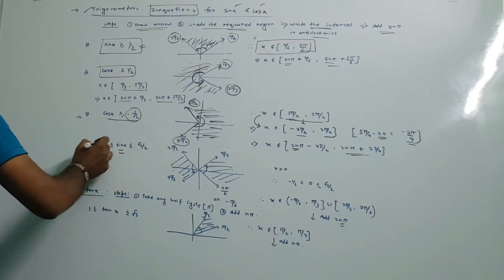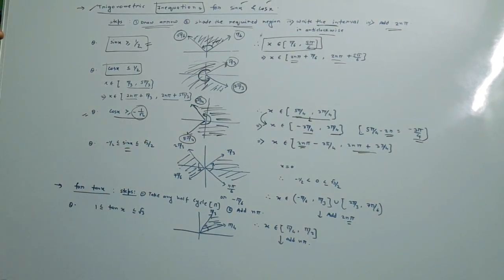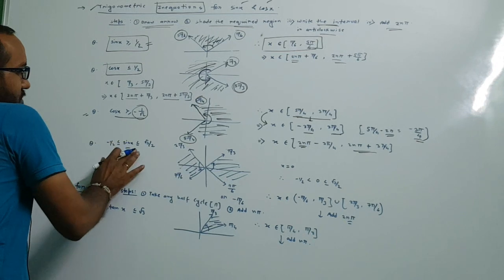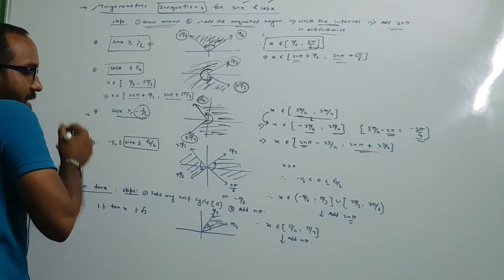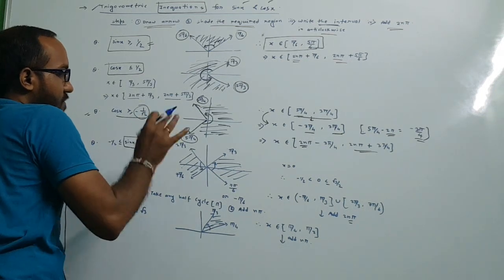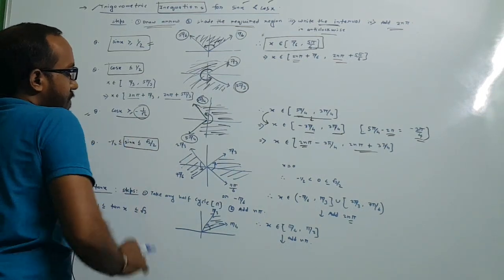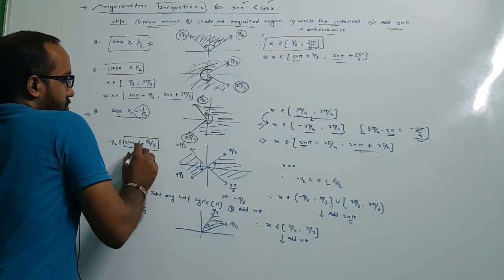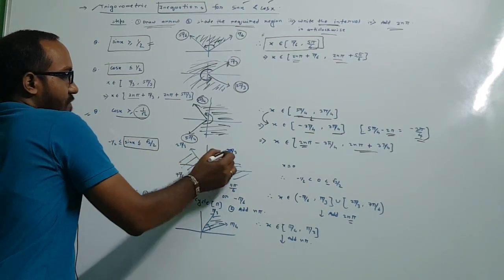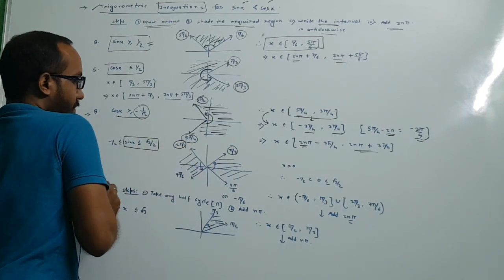Let us see another problem. Sin x is between minus half and root 3 by 2. So see, what does it mean? Sin x is less than root 3 by 2, meaning positive root 3 by 2. Where can it be positive? It can be positive in the first quadrant and in the second quadrant. So sin x is root 3 by 2 for pi by 3 and 2 pi by 3.